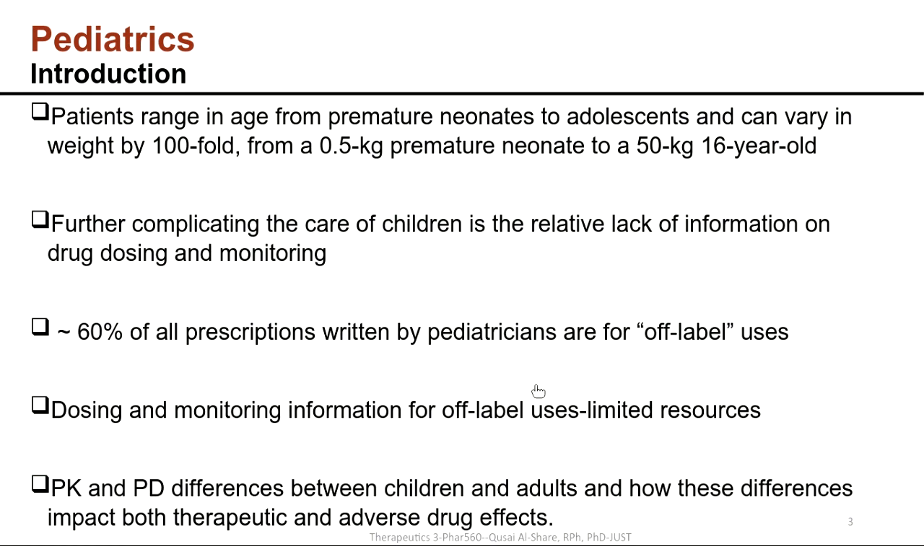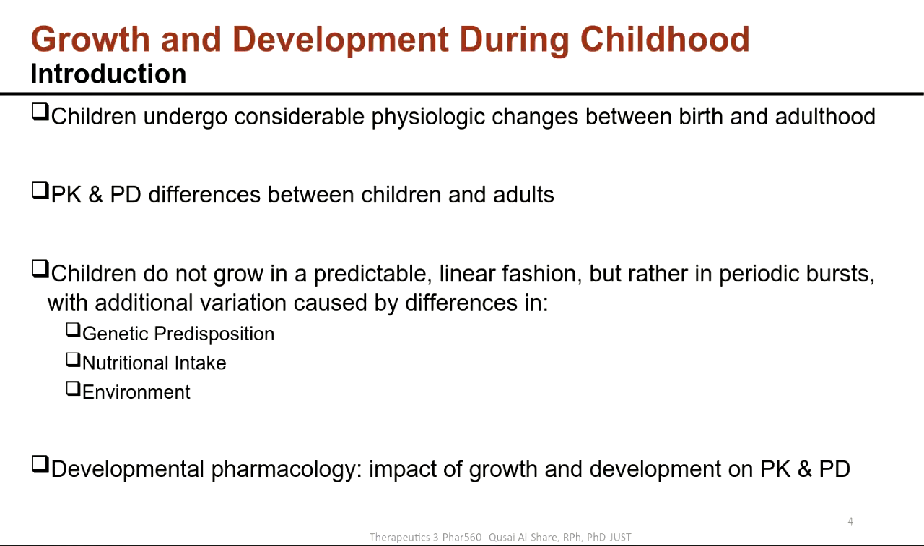So let's get started with children. Normally they undergo considerable physiologic changes between birth and adulthood. So these are physiologic changes, normal developmental processes that occur in all children. Exceptions are there if they have retardation to growth or they have growth problems. So there are again PK and PD, pharmacokinetic and pharmacodynamic differences between children and adults.